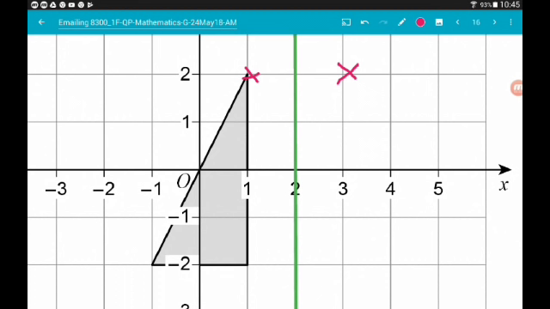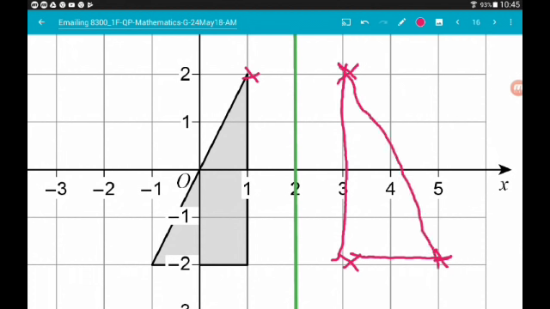Same with this bottom point. And then the bottom left point of the triangle is 3 places to the left. So that will reflect to 3 places to the right. In the real thing, use a ruler. But there we go.